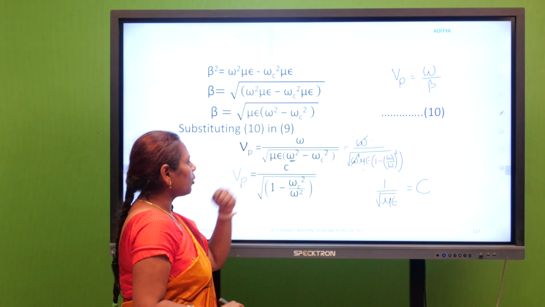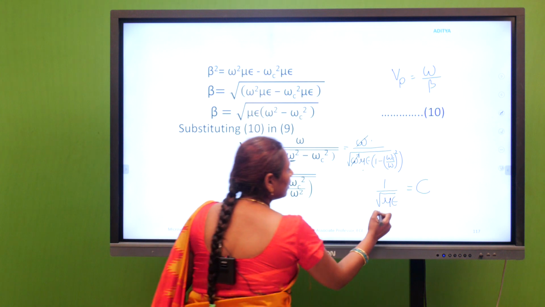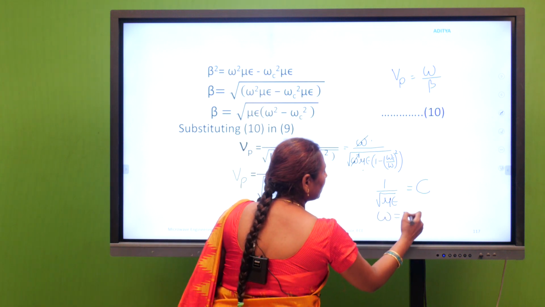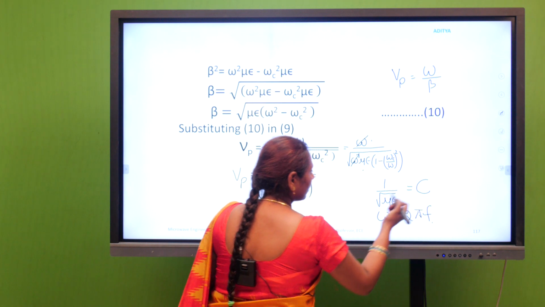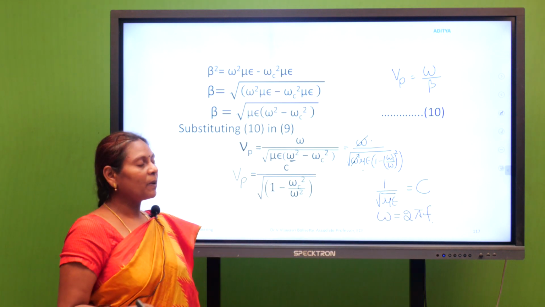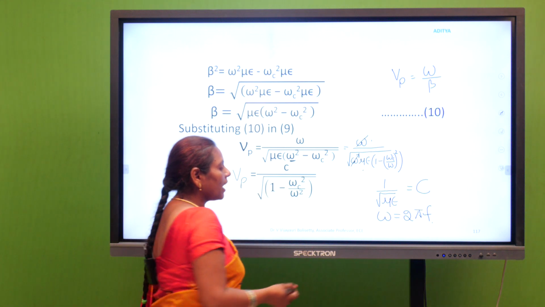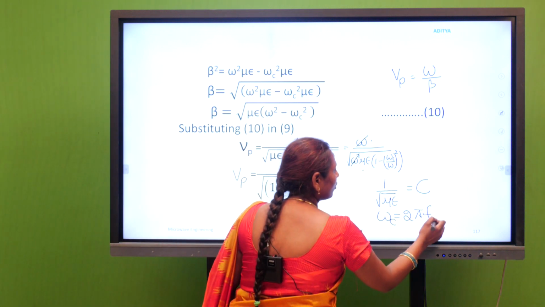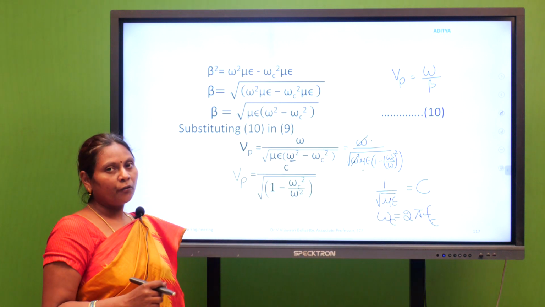Or these omegas can also be written in terms of 2 pi f, because omega is always 2 pi f, where f naught can be considered as the free space frequency, and omega c we can write as 2 pi fc, where fc is the cutoff frequency.